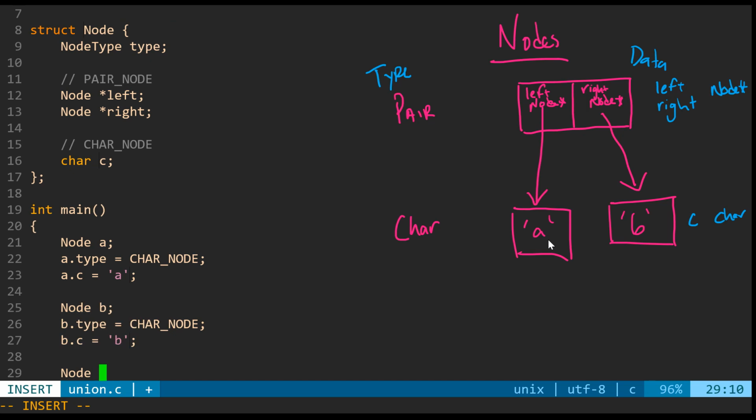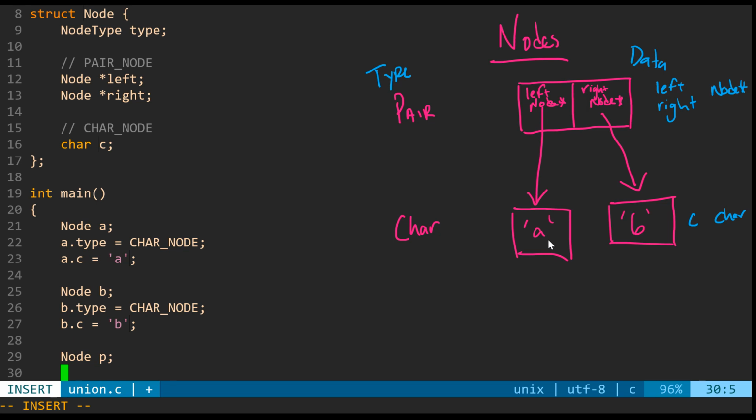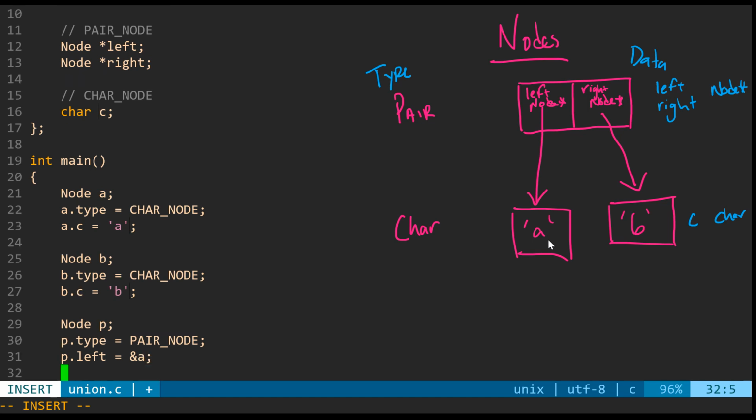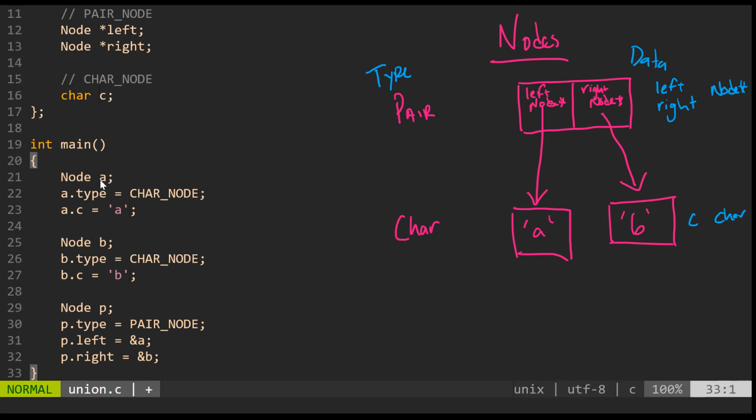node type, and I'll just give it the name P, short for pair. And p.type is going to be a pair node. P.left is going to be the address of A, and p.right is going to be the address of B. Okay. And so the node A would correspond to this char node, the node B would correspond to this char node, and P to the pair that we've set up above.